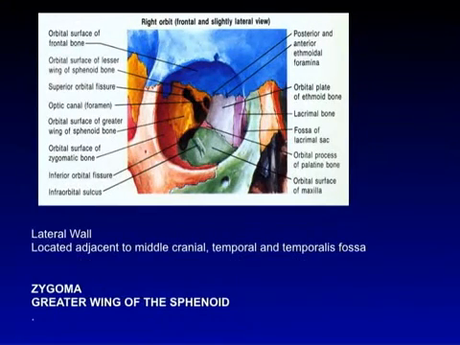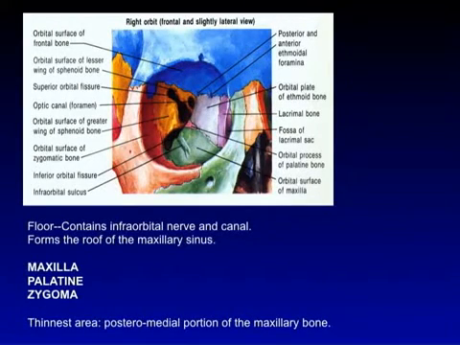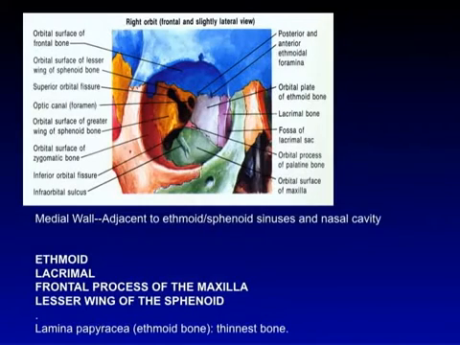The lateral wall consists of the zygoma and greater wing of the sphenoid, and that's adjacent to the middle cranial fossa, temporal, and temporalis fossa. The floor contains the infraorbital nerve and canal and forms the roof of the maxillary sinus. The bones are the maxilla, the palatine, and zygoma. The thinnest area, this is a question they like to ask, is the posterior medial portion of the maxillary bone. The medial wall is the thinnest bone, the lamina papyracea, and that consists of the ethmoid, lacrimal, frontal process of the maxilla, and the lesser wing of the sphenoid.